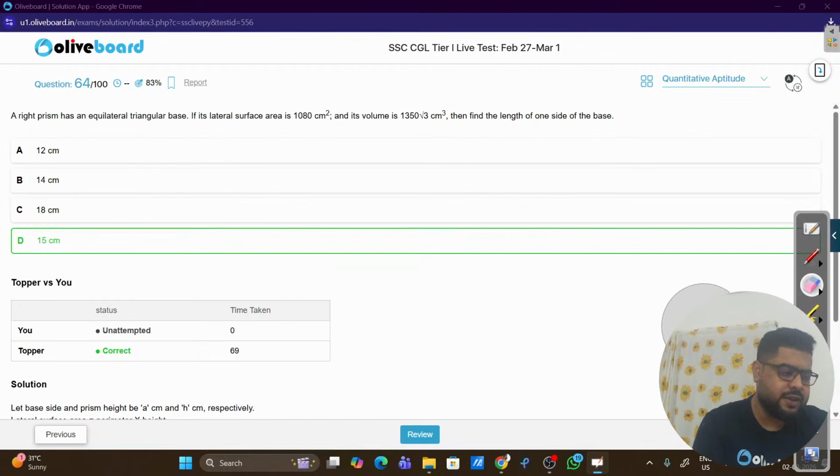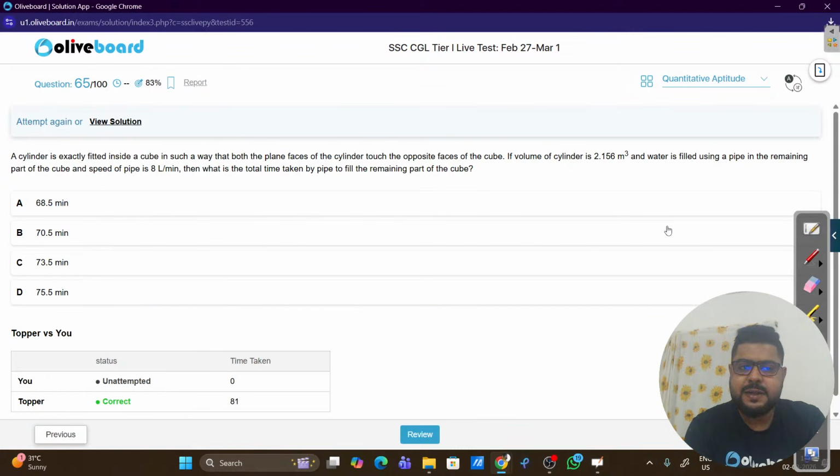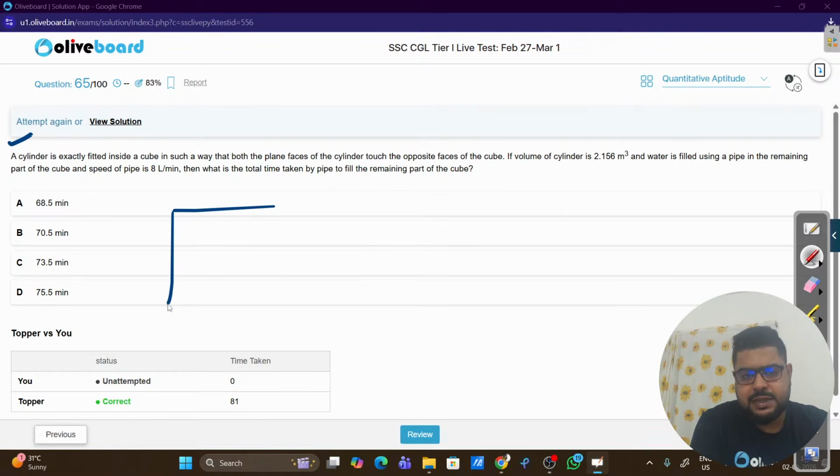Moving on to the next question. A cylinder is exactly fitted inside a cube such that both the plane faces of the cylinder touch the opposite faces of the cube. Okay, sir. I'm just drawing it in a 2D shape so that you guys can understand. This is a 2D view of a cube, and the cylinder is like this, sir. They are absolutely touching.